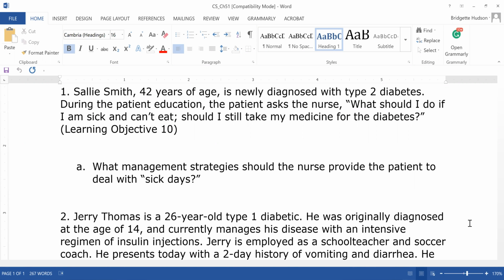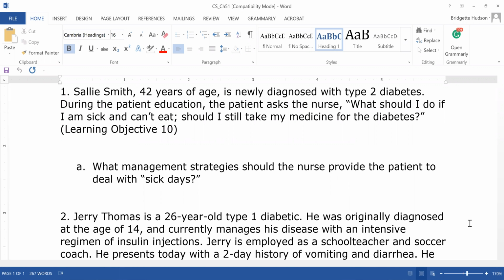So should we tell them to stop taking their oral agents or their insulin? No, but we need to make sure they understand that they should take those when they're able to eat. So think about the role of insulin. It's designed to keep your glucose levels lower, correct? So if you take it and you haven't eaten, then you're going to put the patient at risk for what? Hypoglycemia, or insulin shock. So now we're talking blood sugars in the 30s and 40s, and that is not what we want to happen.